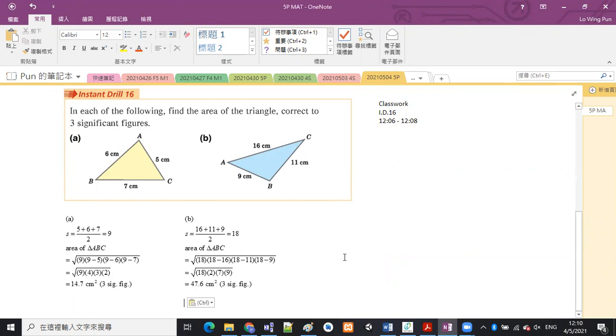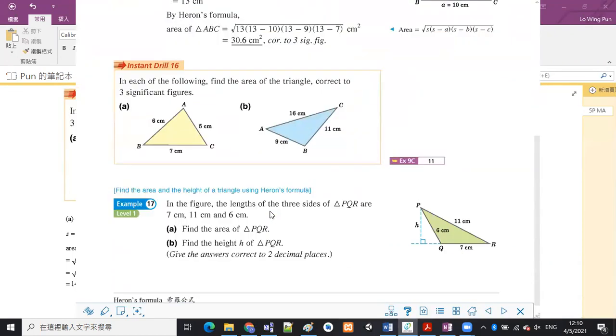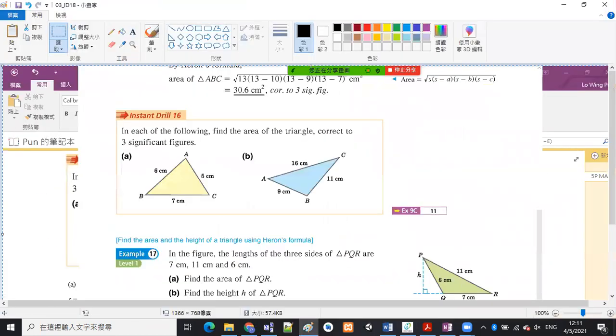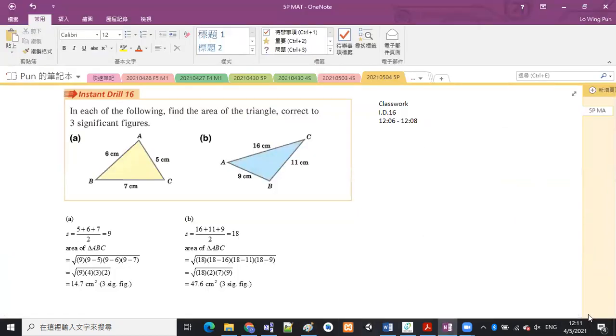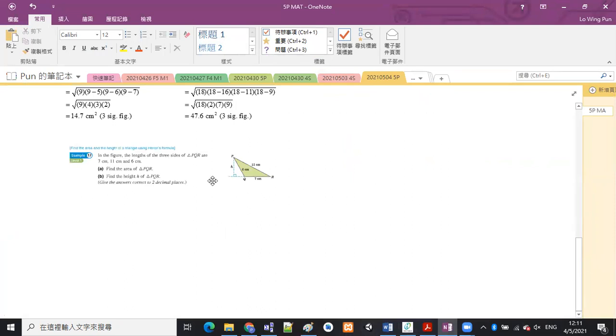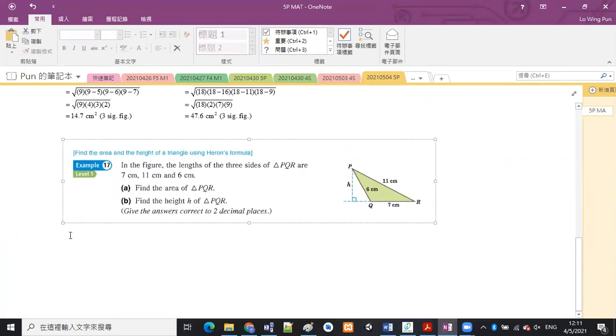Next one. This one is important. This example is very important, I think. Example 17. In the figure, the lengths of the three sides of triangle PQR are 7, 11, and 6 cm. So part A, find the area of triangle PQR. Part A is standard. We have information about all the lengths, and we want to find the area. Then we use Heron's formula, and we need to do the calculation step, find the S first.